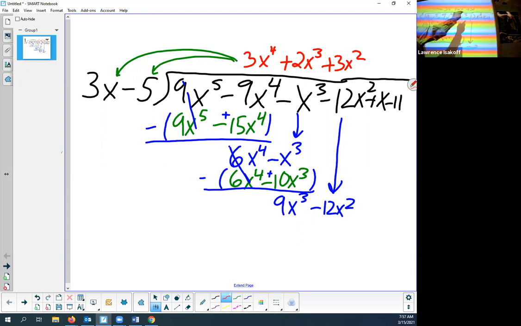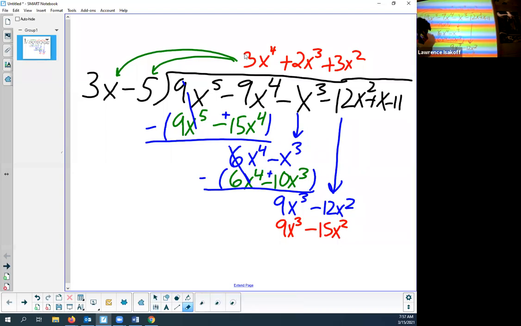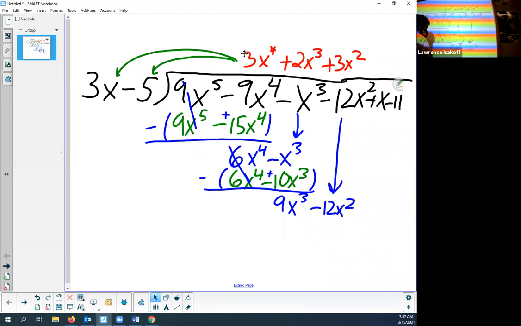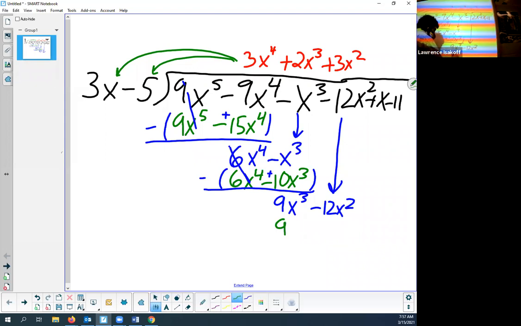So then again, I'm multiplying 3x times 3x, 9x squared, 3x times negative 5, minus 15x squared. Oh, I should have written that in green. Sorry, I'm going to be consistent with you guys. That's my multiplying step. I like being consistent with how I'm displaying.